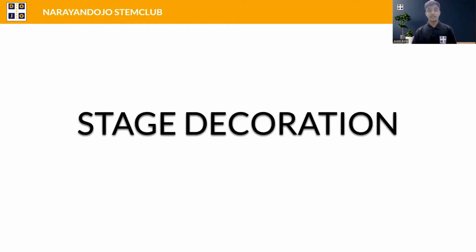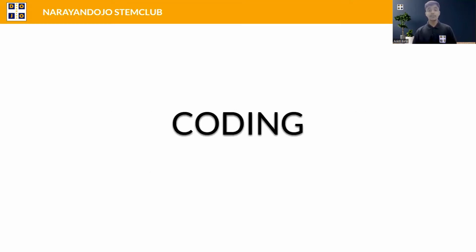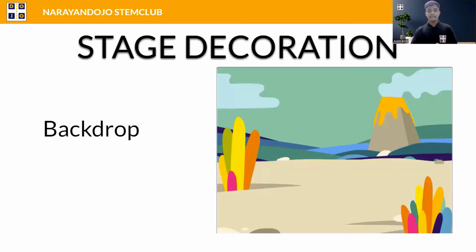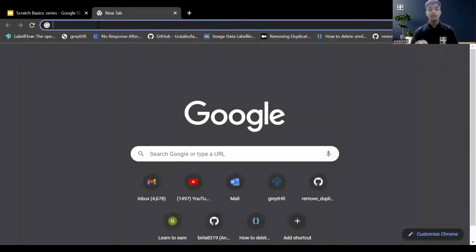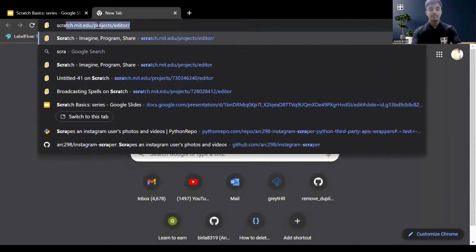As earlier, we are going to divide this activity into two sections. The first one is the stage decoration, where we will decorate the stage with the help of the backdrop and the sprites. The second one is the coding, where we will write the script in the script area on the Scratch editor. So first of all, just decorate your stage, and in the decoration of the stage, first of all, add the backdrop. So come on the Scratch editor, and you can click on the below link for coming on the Scratch editor.